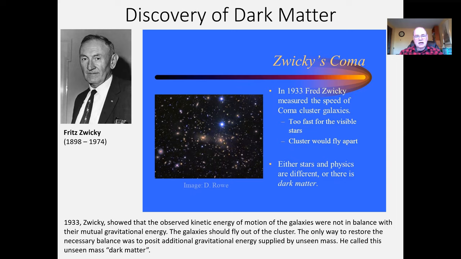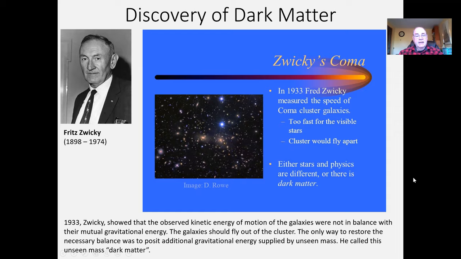He said that there must be gravitational force that we don't see. The only thing that creates gravitational force is matter. And so he called it dark matter, matter that could not be seen, that was creating this phenomenon in the Coma Cluster. And the name stuck, and we still use it today.